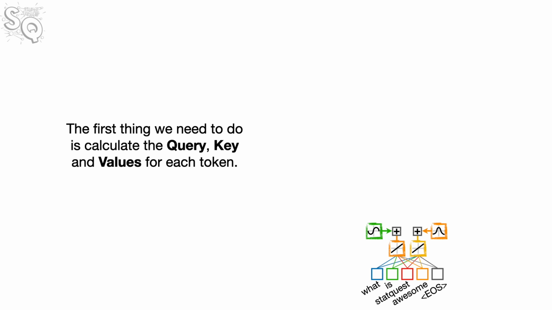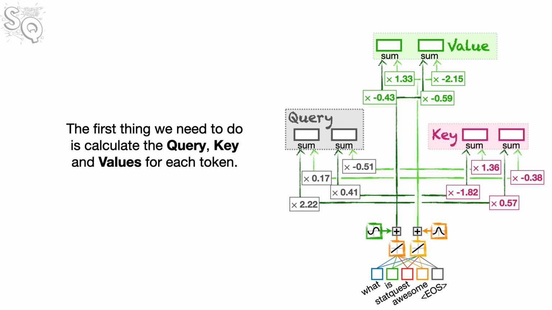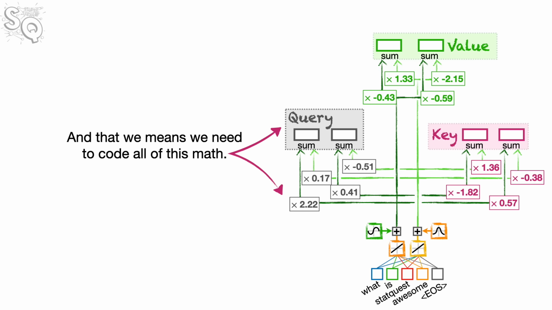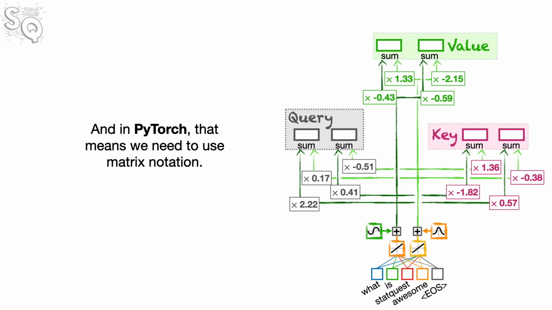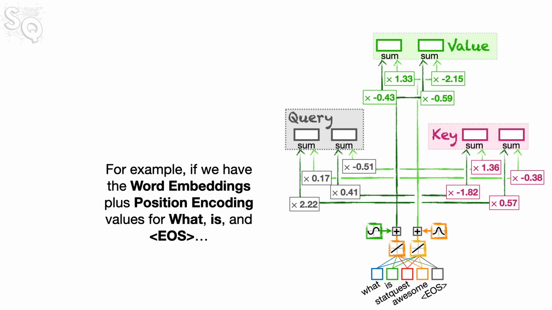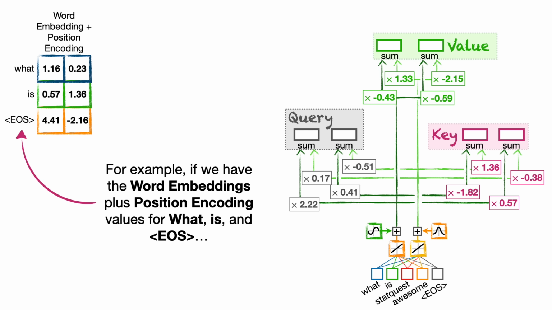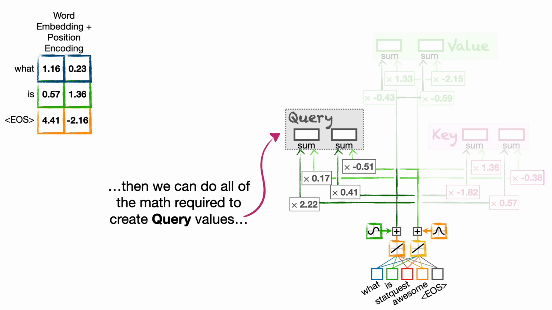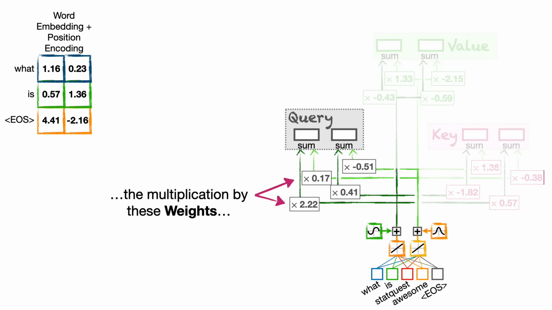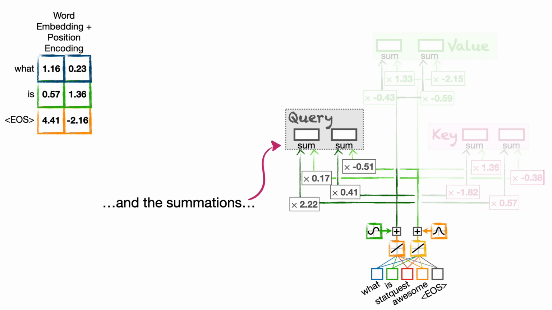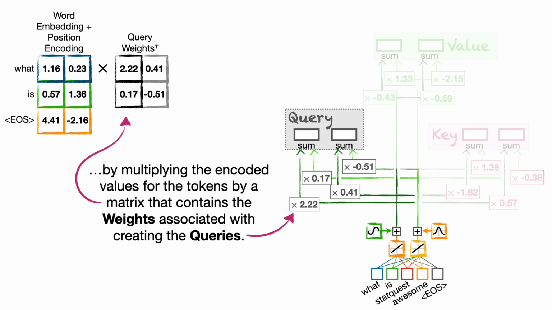The first thing we need to do is calculate the query, key, and values for each token. And that means we need to code all of this math. And in PyTorch, that means we need to use matrix notation. For example, if we have the word embeddings plus position encoding values for what, is, and EOS, then we can do all of the math required to create query values, the multiplication by these weights, and the summations by multiplying the encoded values for the tokens by a matrix that contains the weights associated with creating the queries.